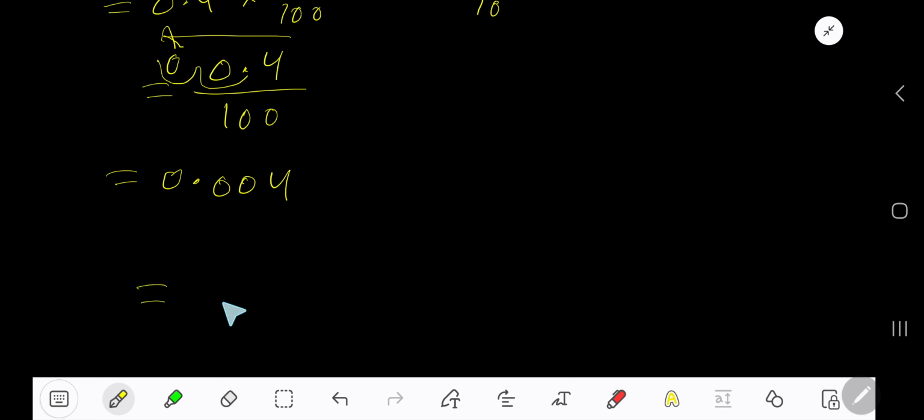Now convert this decimal to a fraction. We need a numerator and a denominator. For the numerator, just keep this decimal and write the number you are getting. And for the denominator, for every digit after the decimal, you have to write 10 as a multiplication. These 3 zeros don't have any value.